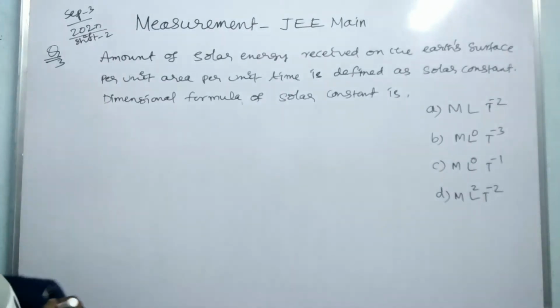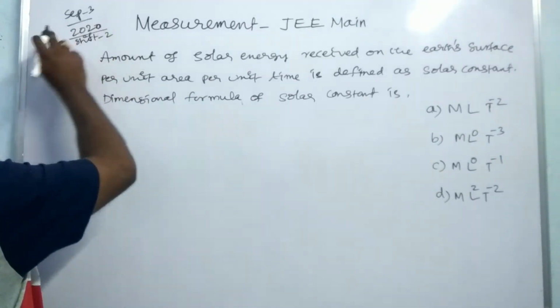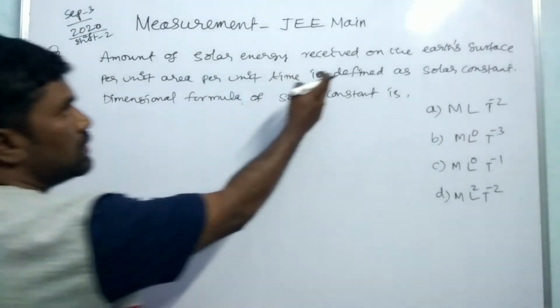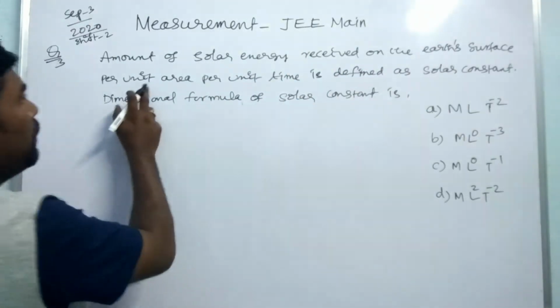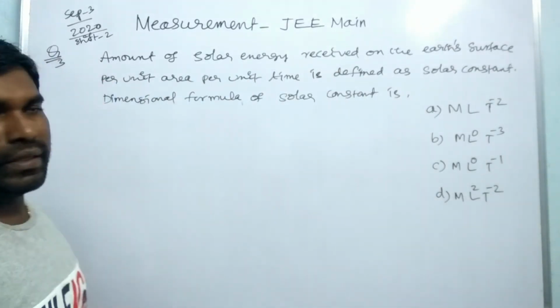Now let us see the third question, which was asked in September 3rd, shift 2. The amount of solar energy received on the Earth's surface per unit area per unit time is defined as the solar constant.